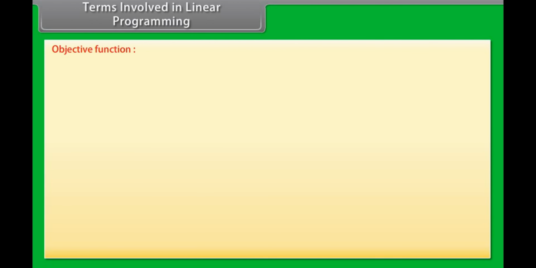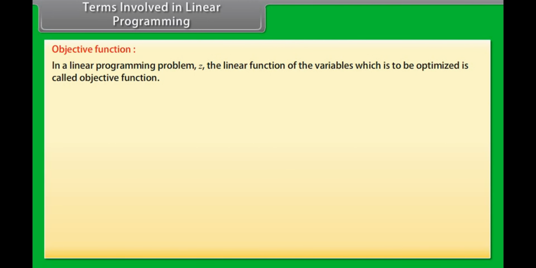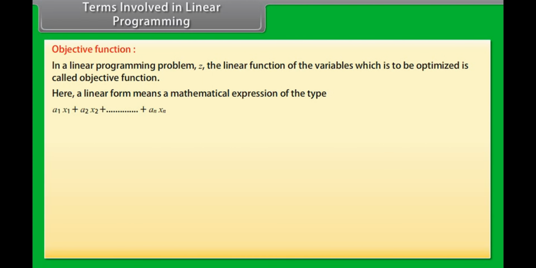Objective function. In a linear programming problem, Z, the linear function of the variables which is to be optimized, is called the objective function. Here, a linear form means a mathematical expression of the type a1 x1 plus a2 x2 plus so on till plus an xn, where a1, a2 and so on till an are constants and x1, x2 and so on till xn are variables.